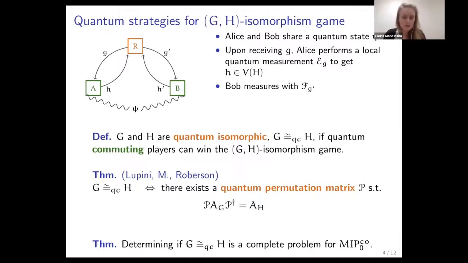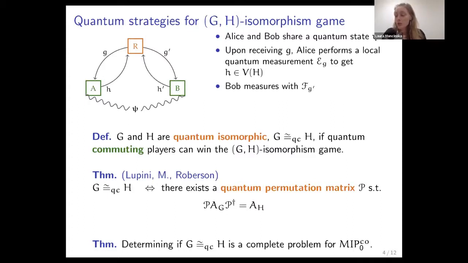All right, so another thing I want to mention is that this problem of testing whether two graphs are quantum isomorphic is actually a complete problem for this zero gap variant of the complexity class MIP with commuting provers. Right? And also we know that it is an undecidable problem to test whether two graphs are quantum isomorphic. Okay, so it's not just that it's hard to test, it's really undecidable to test.